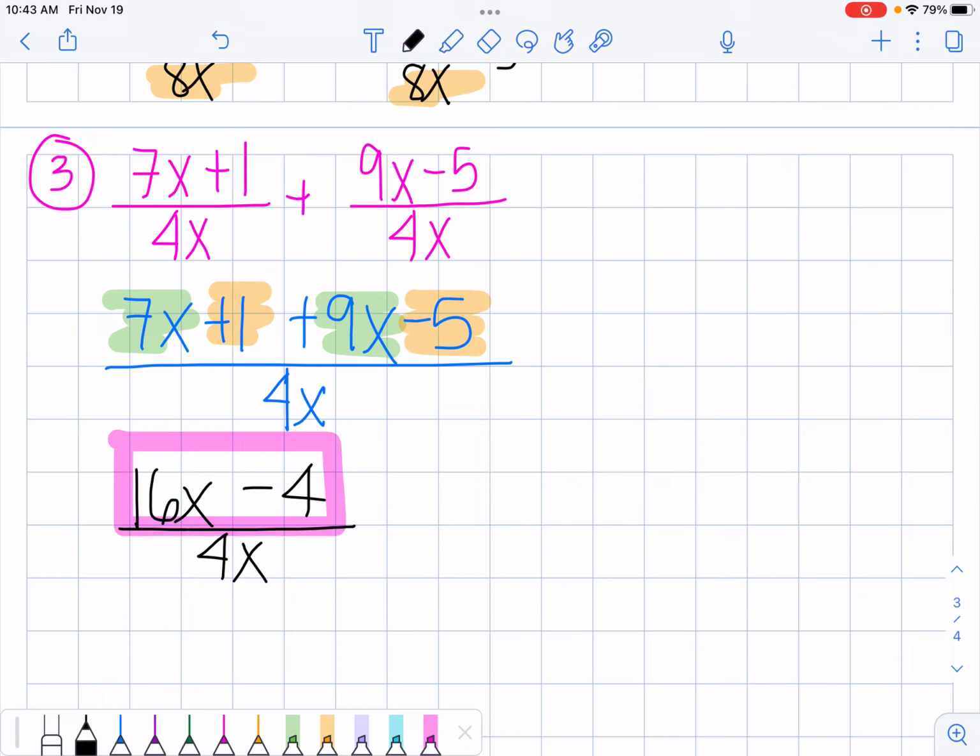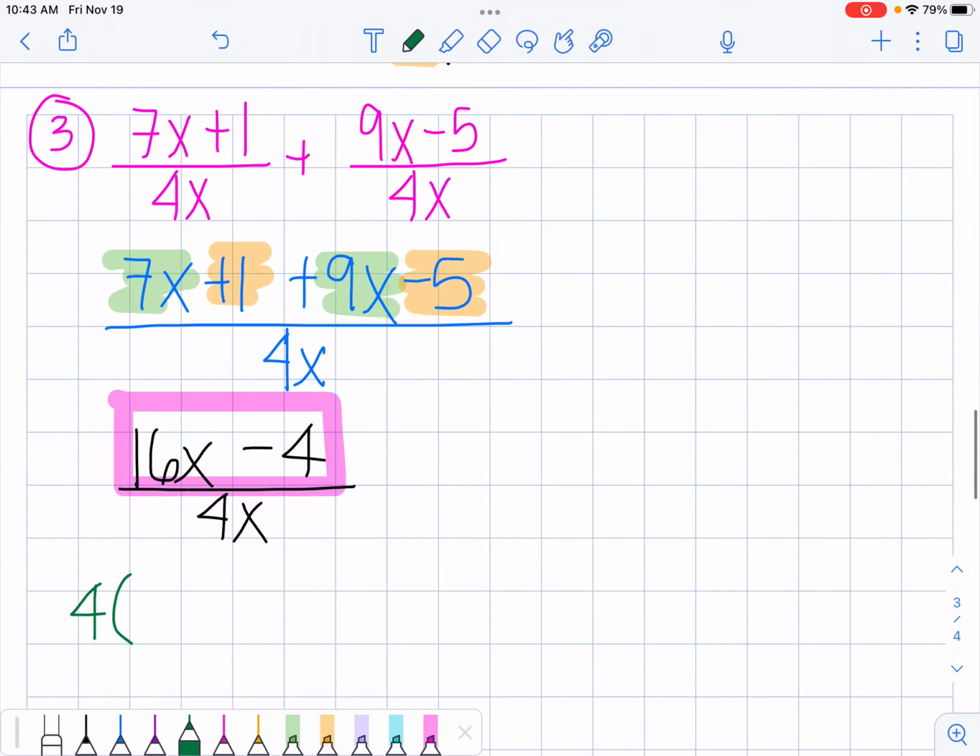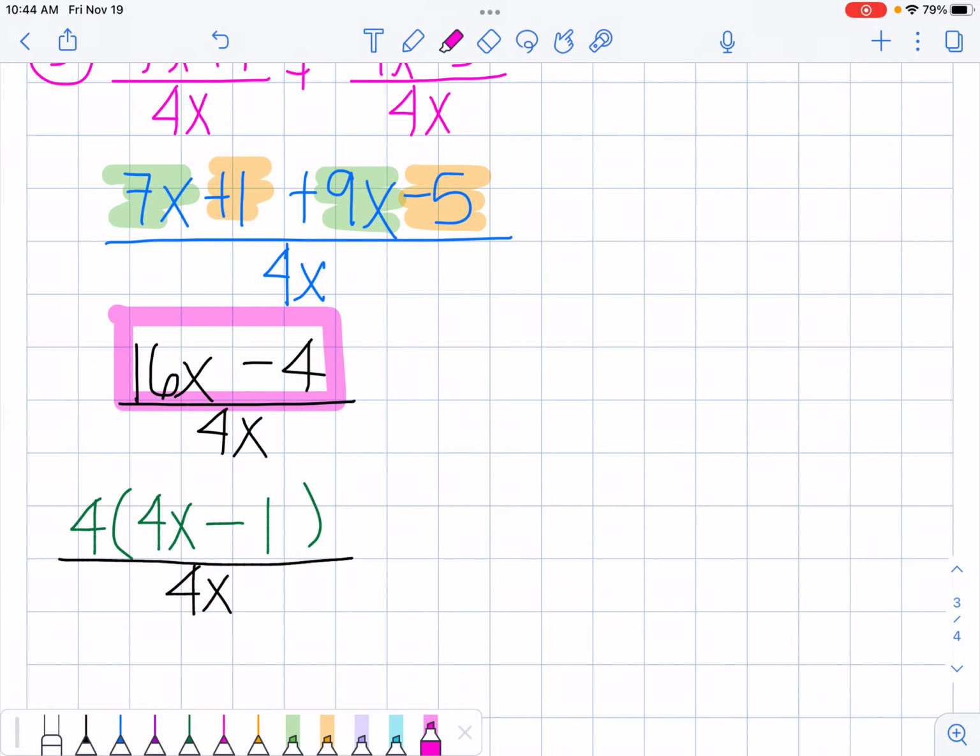What number goes into 16 and 4? 4 does. 4 is the biggest one that goes in there. So I'm going to take out a 4. 4 times how much is equal to 16? 4x. 4 times how much is negative 4? Negative 1. And then my denominator stays the same, divided by 4x. Okay, now since I factored that out, I can now cancel these because they are groups.